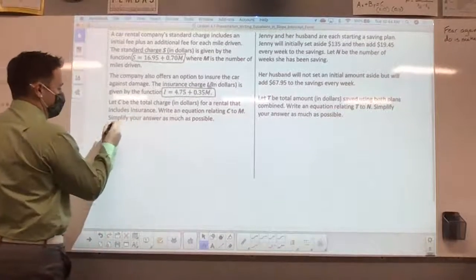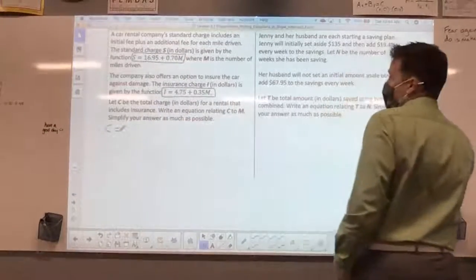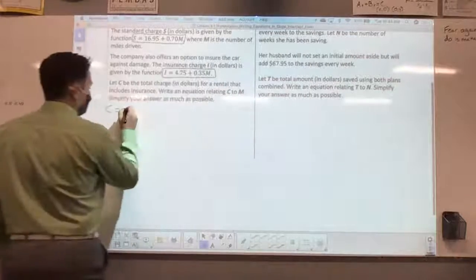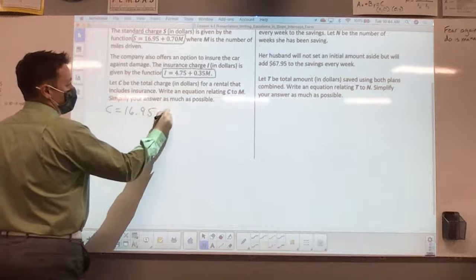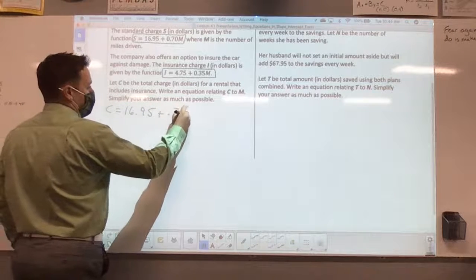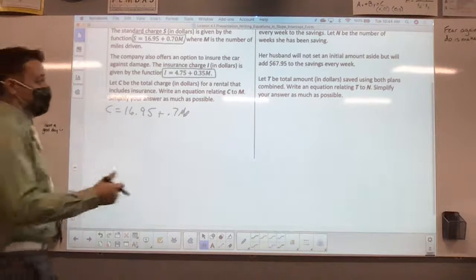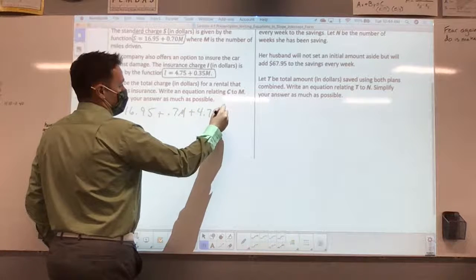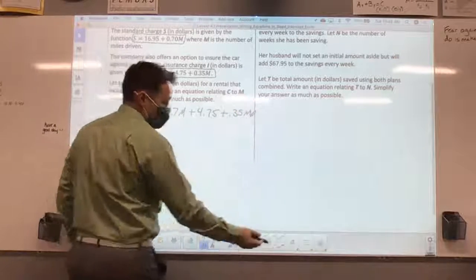So you have to let C be the total charge, C equals. And then you're writing down the equations that are given to you, okay? So the first equation is going to be 1695 plus 0.7M. That's how I'm writing it to shorten it up, because that's 70 cents a mile. And then it's plus the insurance, which is 475 plus 0.35M. And that's it.